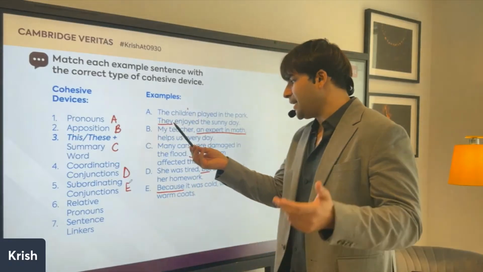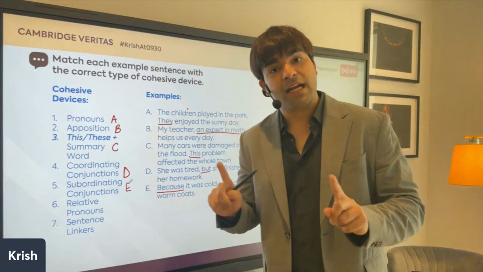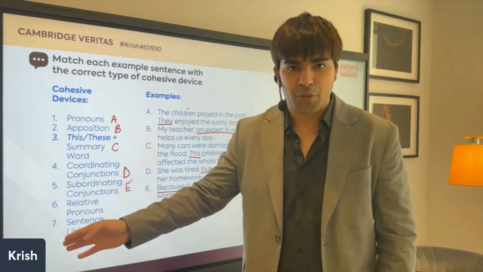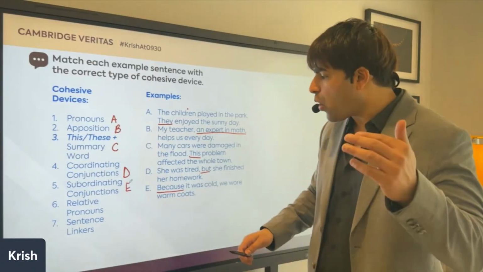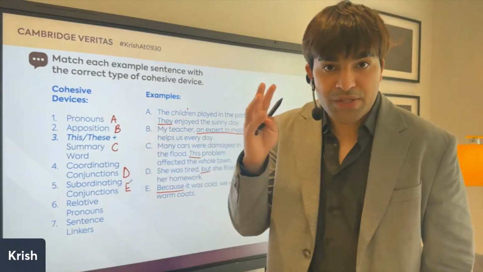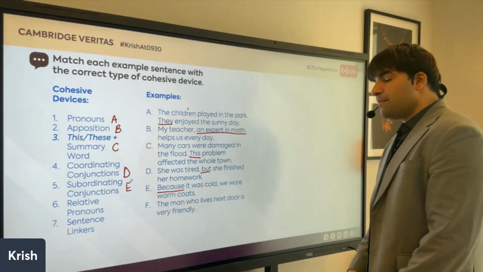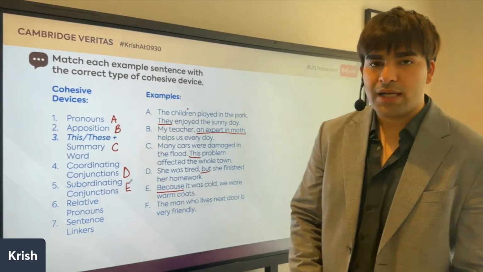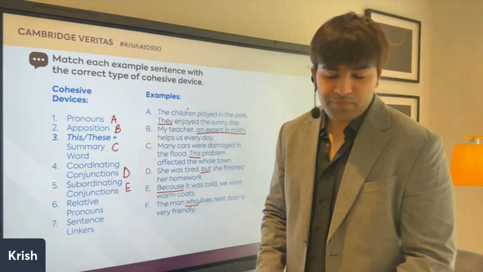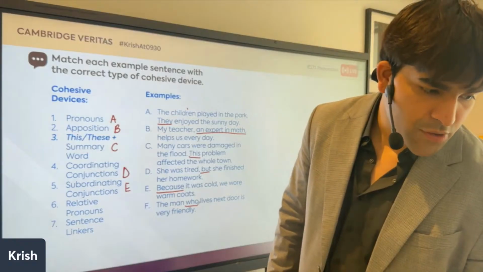So words like they, apposition, this, but, because, all of these are only types, and I have written simpler ones intentionally to show you the different kinds of examples of each one of them. But the idea is that you make sure you use higher degree cohesive devices. But here, the purpose is to make you understand the different types that exist. Let's look at F. The man who lives next door is very friendly. The word who is related to the man.